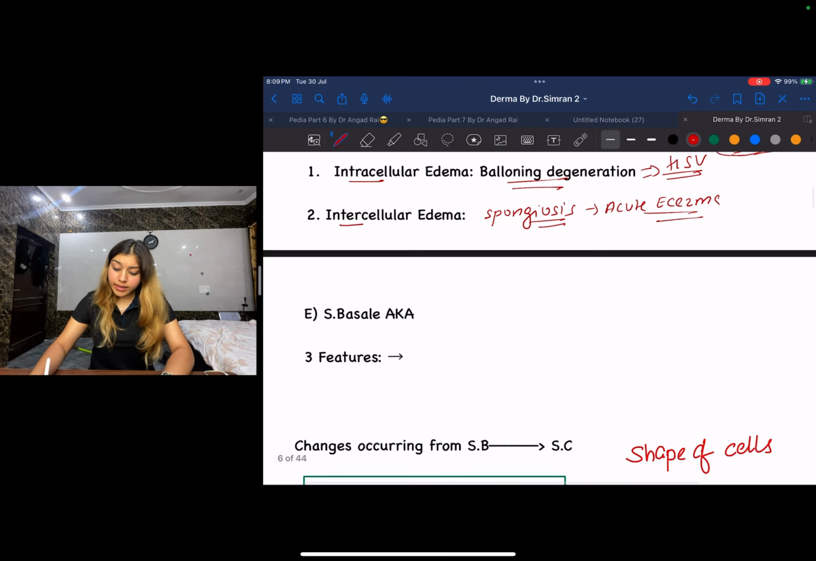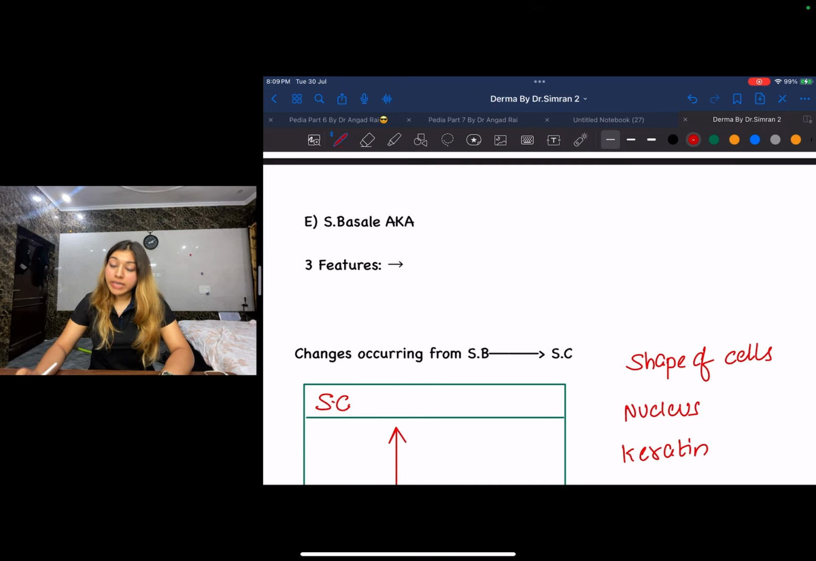Now let us move to the last layer, that is called your stratum basale. So guys, let us recap. What did we study in the first layer?